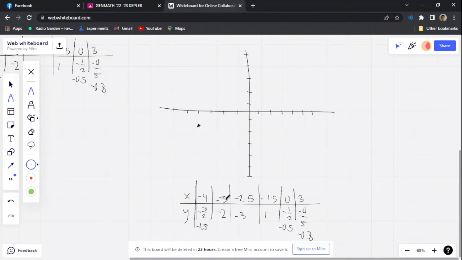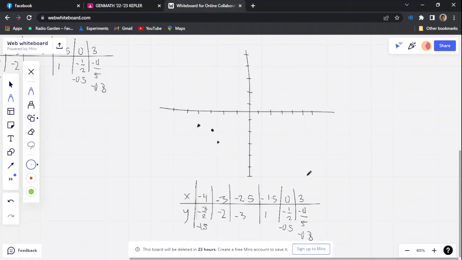And then we have negative 3 and negative 2. So negative 3, 1, 2, 3, and then negative 2 here. So we would have a point here. Next is negative 2.5, which is in the middle of 2. So this is negative 2, and this is negative 2.5, and then negative 3. So the point is here. Then we connect them with a line. It is a rough sketch.